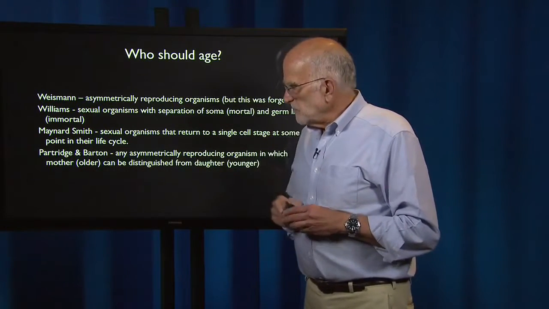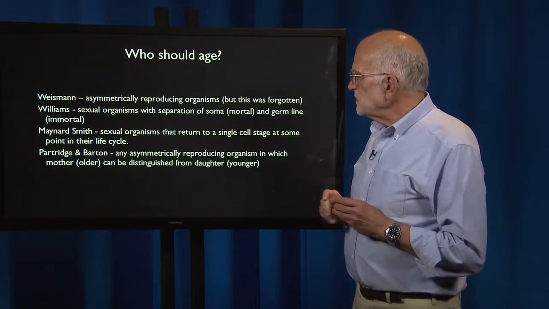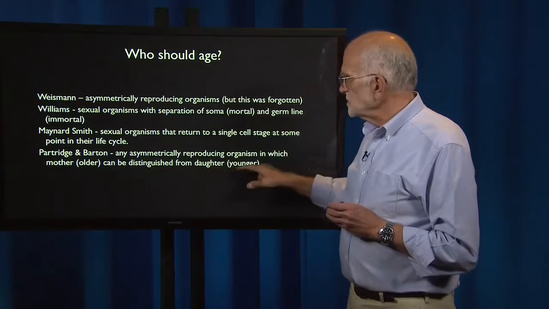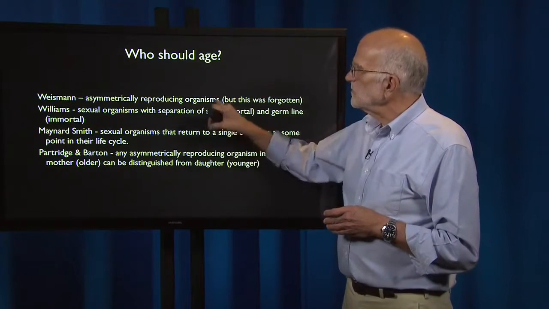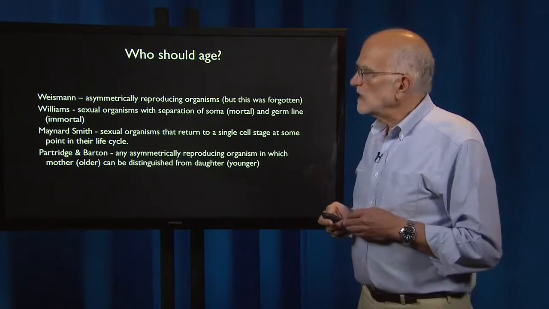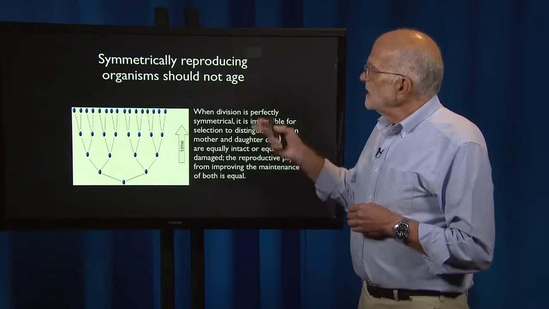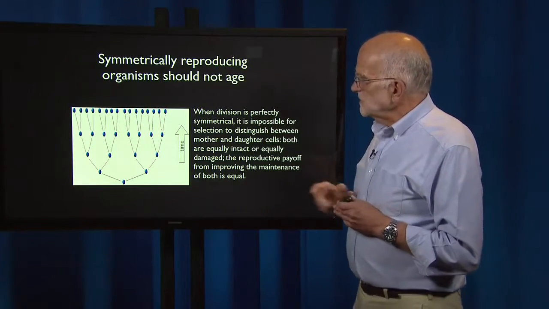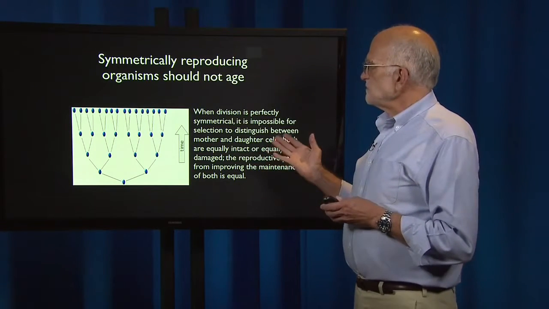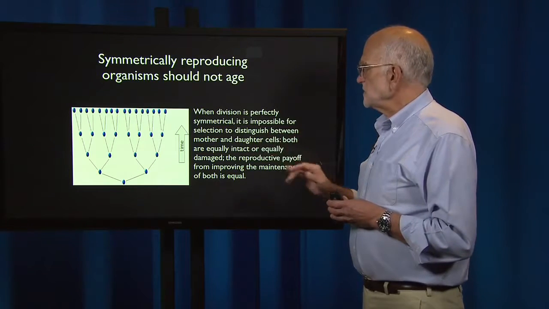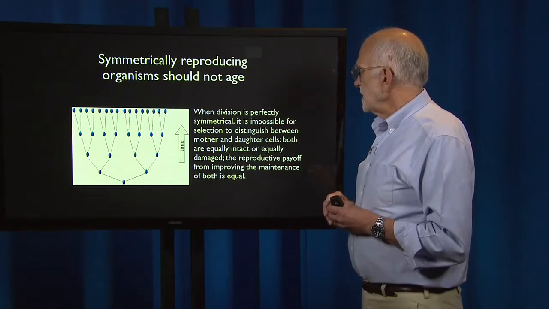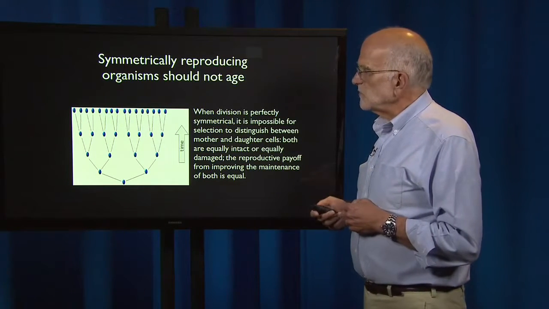Then Linda Partridge and Nick Barton noted that any asymmetrically reproducing organism in which the mother, which is older, can be distinguished from the daughter, which is younger, should age. So this is a rediscovery of August Weismann's idea, and they did it independently. I think they were correct. It is symmetrically reproducing organisms that should not age. So here is a picture of a symmetrically reproducing organism. And when division is perfectly symmetrical, it's impossible for selection to distinguish between mother and daughter. Both are equally intact or equally damaged, and the reproductive payoff of improving the maintenance of both is equal.